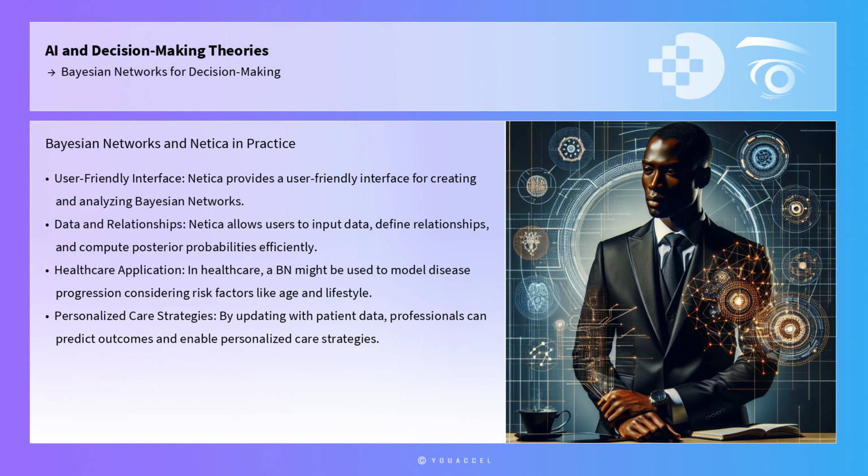For instance, in healthcare, a BN might be used to model the progression of a disease, taking into account various risk factors such as age, lifestyle, and genetic predispositions. By updating the network with patient data, healthcare professionals can predict outcomes such as disease progression or response to treatment, enabling personalized care strategies.